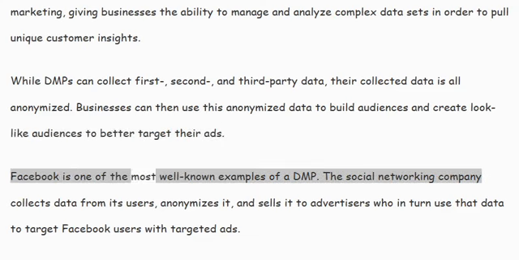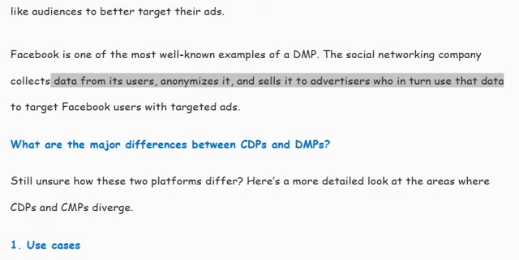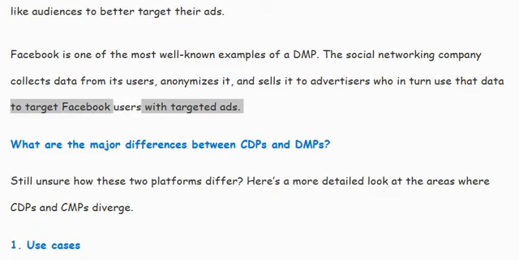Facebook is one of the most well-known examples of a DMP. The social networking company collects data from its users, anonymizes it, and sells it to advertisers who in turn use that data to target Facebook users with targeted ads.